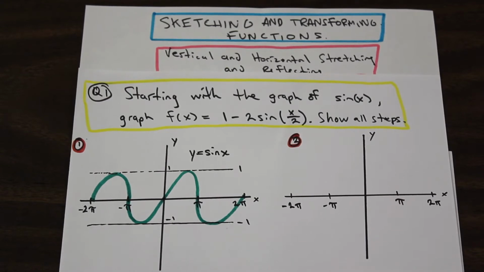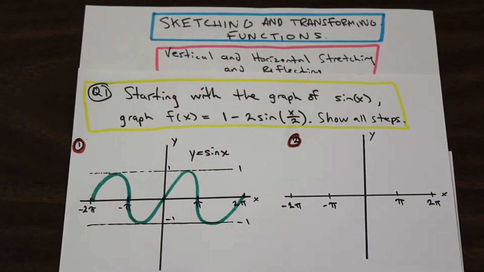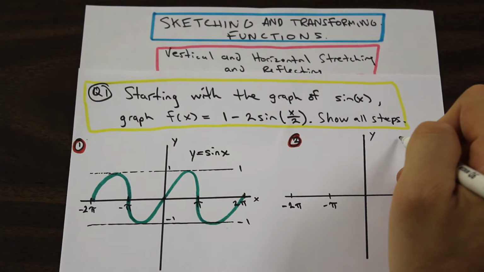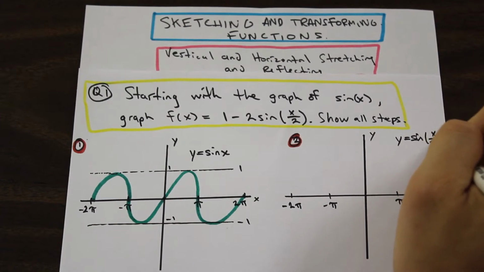So which transformation are we going to apply next? Well, you could do 2 sine x, but personally I think that if we apply the x over 2, that might be the easiest way. So let's go ahead and we'll try that. So the next one is going to be y equals sine x over 2.